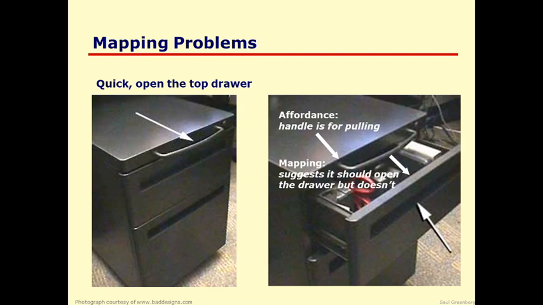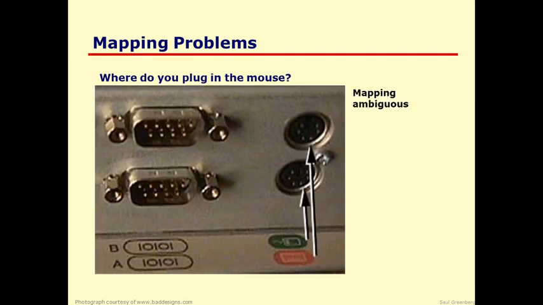Mapping suggests that it should open the drawer, but it does not, so it creates confusion. This is the common ambiguous mapping problem. These are PS2 connections where you want to plug in your keyboard and mouse, and how do you do that?